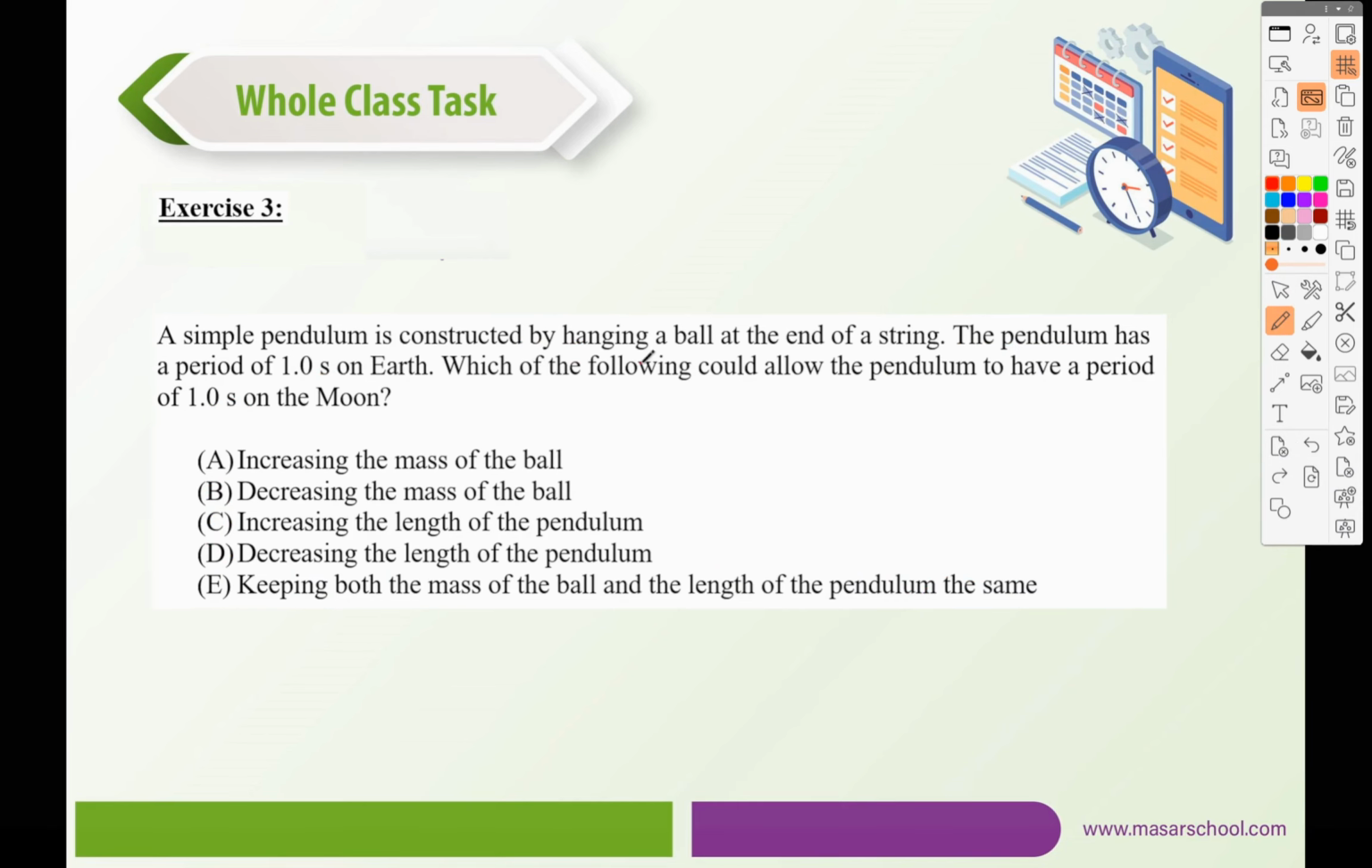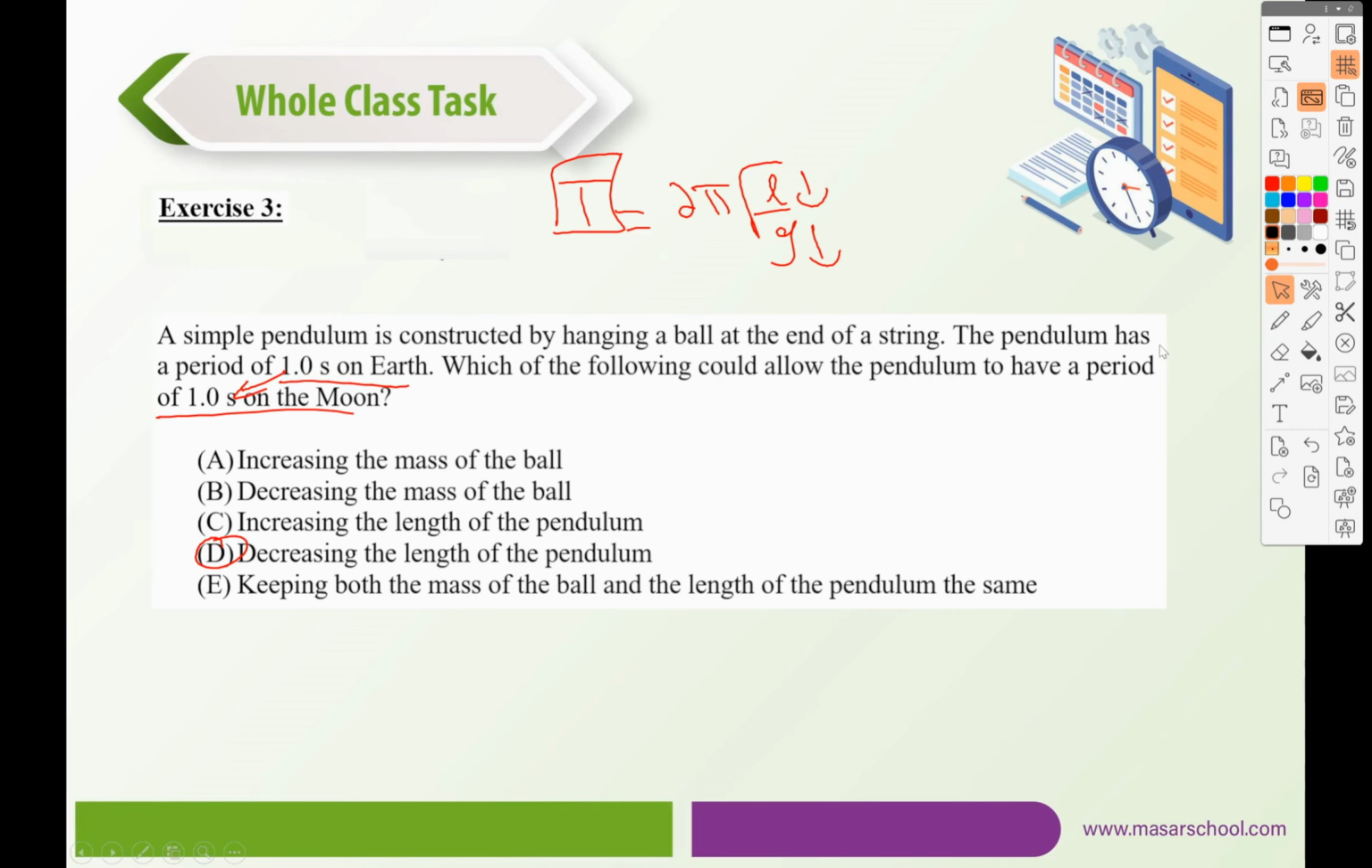A simple pendulum is constructed by hanging a ball at the end of a string. The pendulum has a period of 1 second on Earth. Which of the following could allow the pendulum to have a period of 1 second on the Moon? We know that the period is given by 2 pi square root L over g. Going from Earth to Moon, which means that g decreases, we need the period to remain the same. If the period is set to remain the same, we need to decrease the value of L, which means D would be the correct answer.